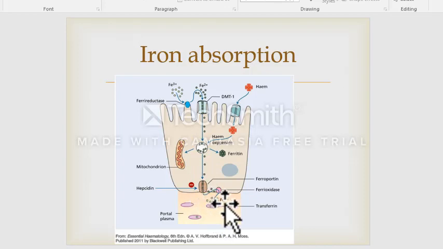When iron enters into the peripheral circulation, there is a transporter, and that transporter is known as transferrin. This transferrin carries iron into various parts of our body where iron is required. Transferrin can bind 2 iron at a time.